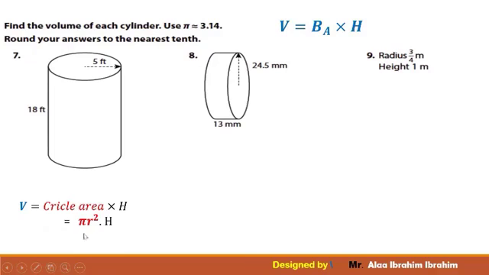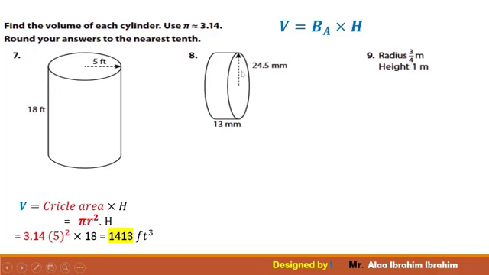So pi r squared times height, I change pi with 3.14, and 5 is my radius, because this is my radius here, and power 2. Remember the power 2 again. Times height is 18. This is my result, 8 cubed.